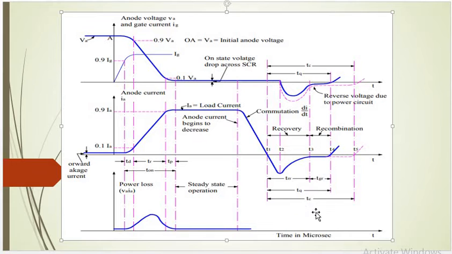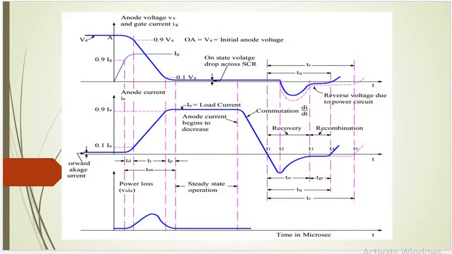So the overall circuit turn off time period will always be greater than your device turn off time. First the device has to be turned off, then the entire circuit has to be turned off. It is a safer operation. So we can say here that TQ is split into TRR plus TGR. So T1, T2, T3. Here it's a recovery time period and here we can call it recombination. So this is the characteristics of your SCR.